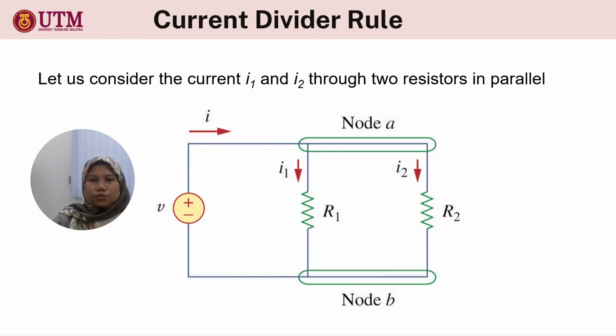Next rule is the current divider rule. Just now was voltage, now is the current divider rule. So the current divider rule is used in a parallel circuit. For example, consider this circuit. We have two resistors here. There is current going through R1 and current going through R2. And we have voltage source here and we have the current source here.